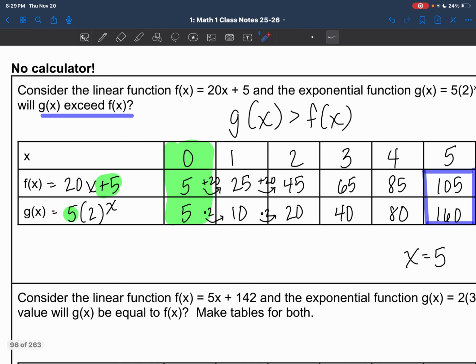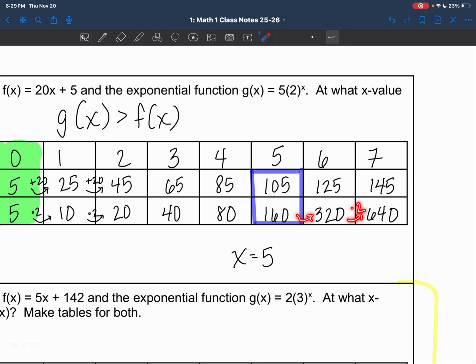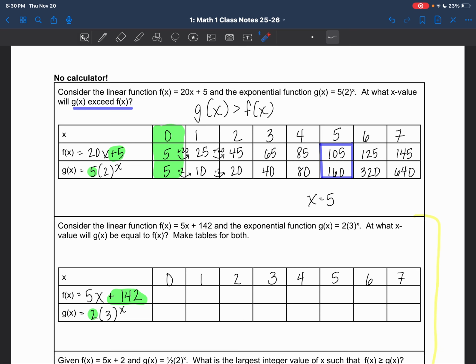Now let's look at g of x. G of x gave us the formula, and I know my y-intercept is also 5, but this time I'm going to multiply by 2. Then go ahead and complete the table by multiplying the term by 2 to get the next term. So the final part says, when will g of x become greater than f of x? Right now, not quite. Here is when g of x is going to become bigger than that. So your x value would be 5.